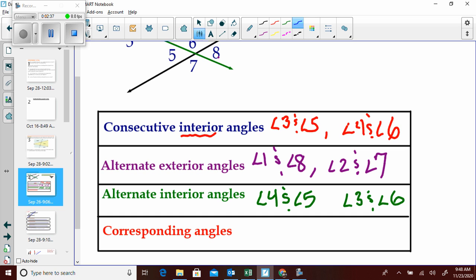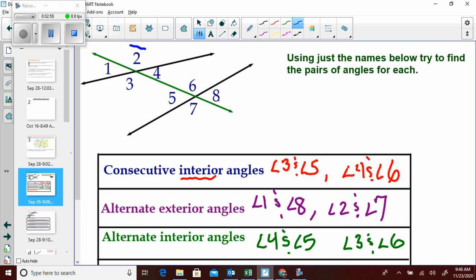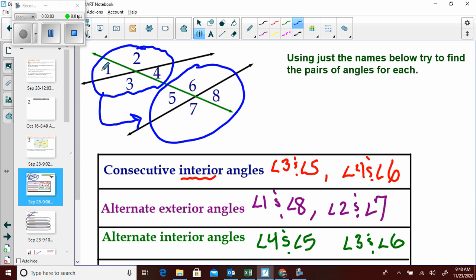And last, I have corresponding angles. Okay, so to correspond, if you moved it, it would be in that same spot. Things that correspond, right? This corresponds to that. If you moved it, it would be in that same place. So all corresponding angles means is if we took these four angles and dropped them down to these four, where would they fall? Well, 1 would fall on 5. 3 would fall on 7. 2 would fall on 6. 4 would fall on 8.